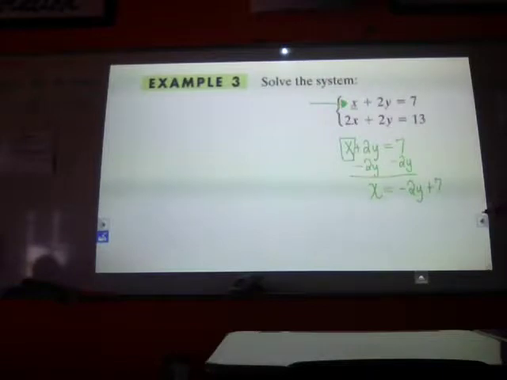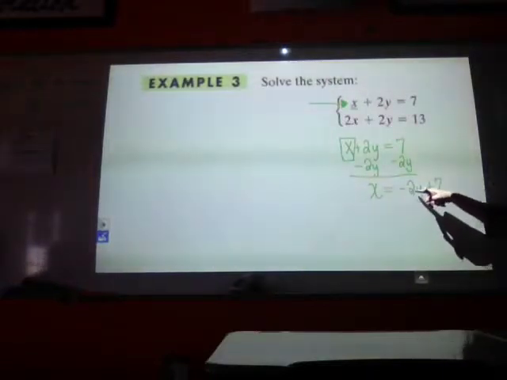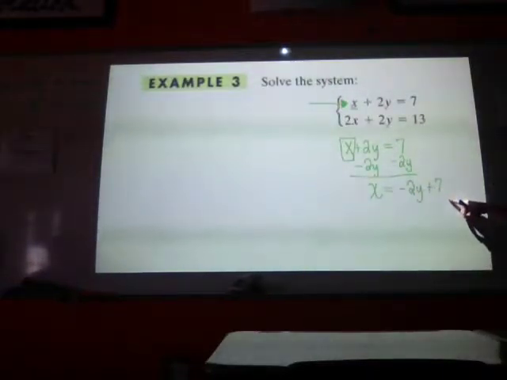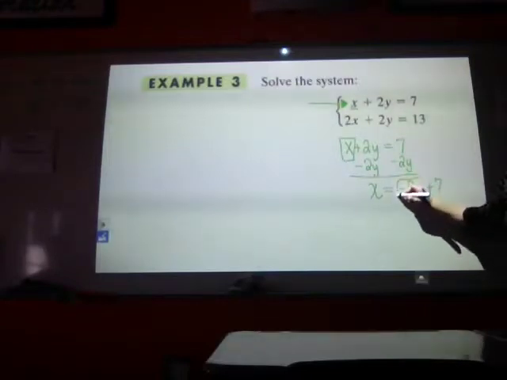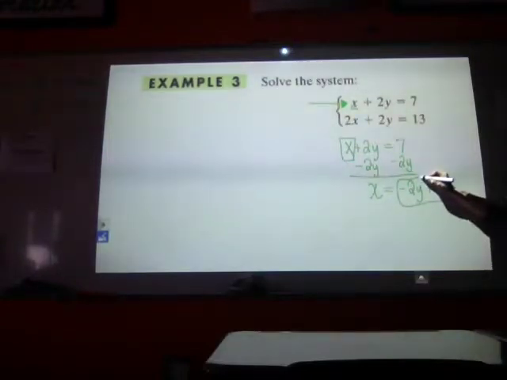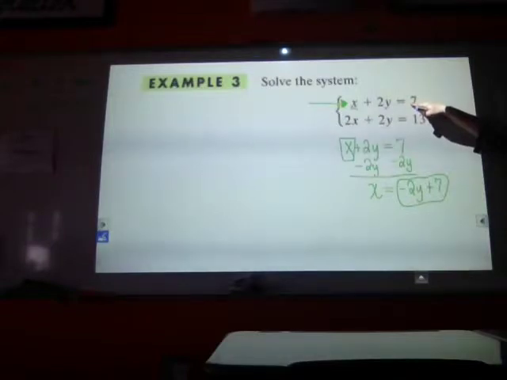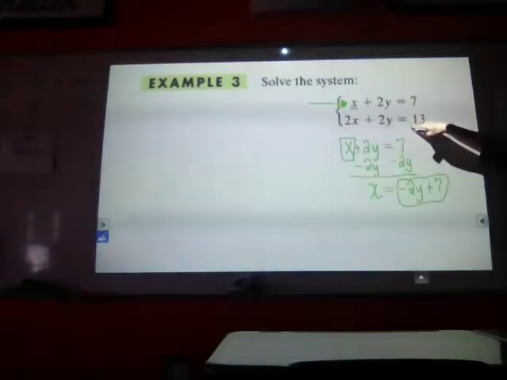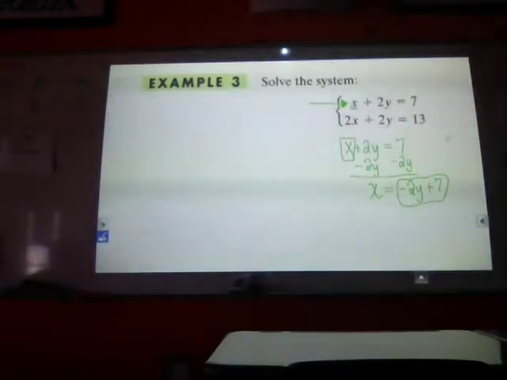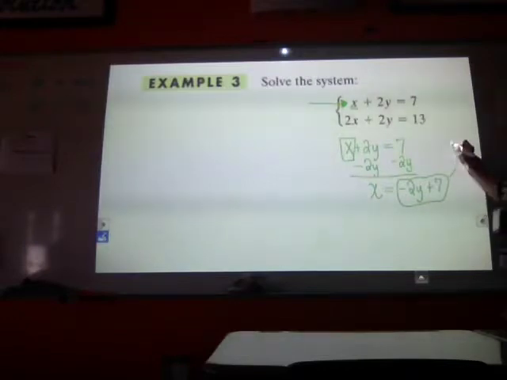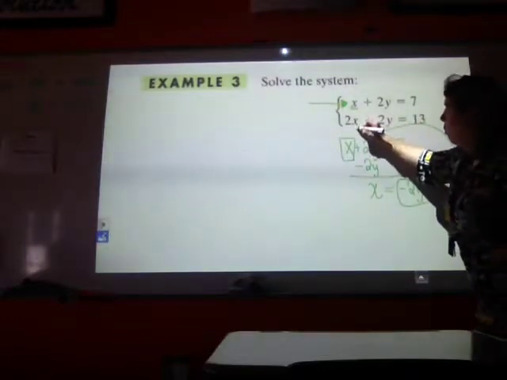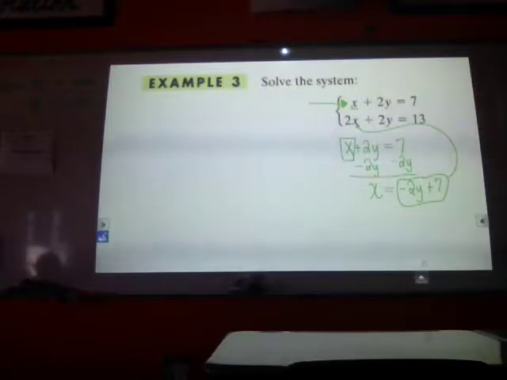Now, what am I going to do with this x is equal to negative 2y plus 7? Replace it where? On the top? You've got to put it into the other one. Remember, step 2 says to replace it into the other one. So that means it's going to go right there. Okay? It's going to go right there.